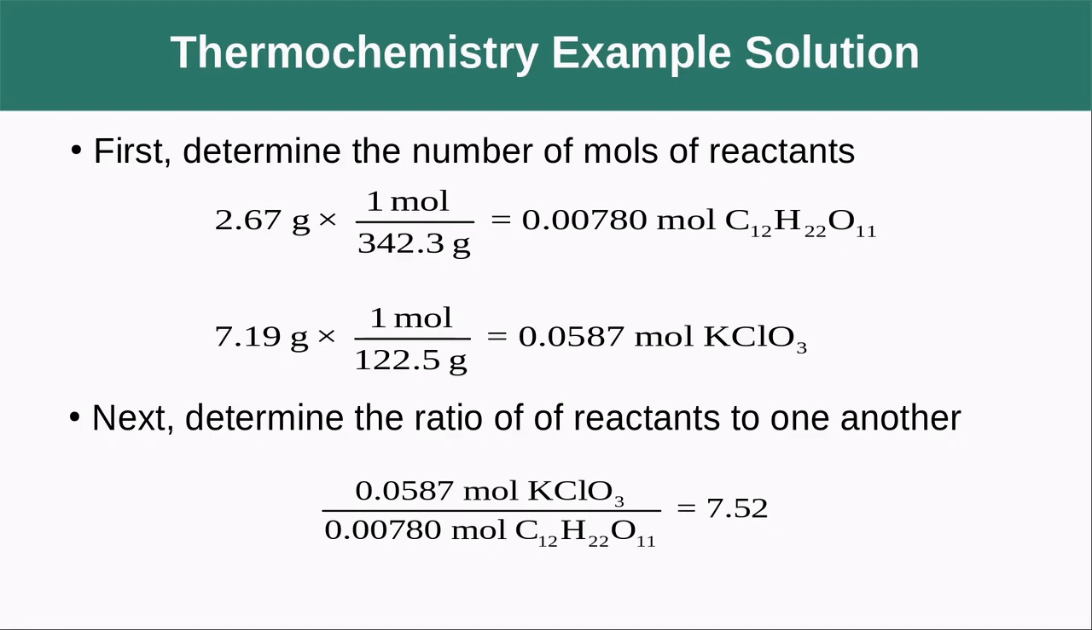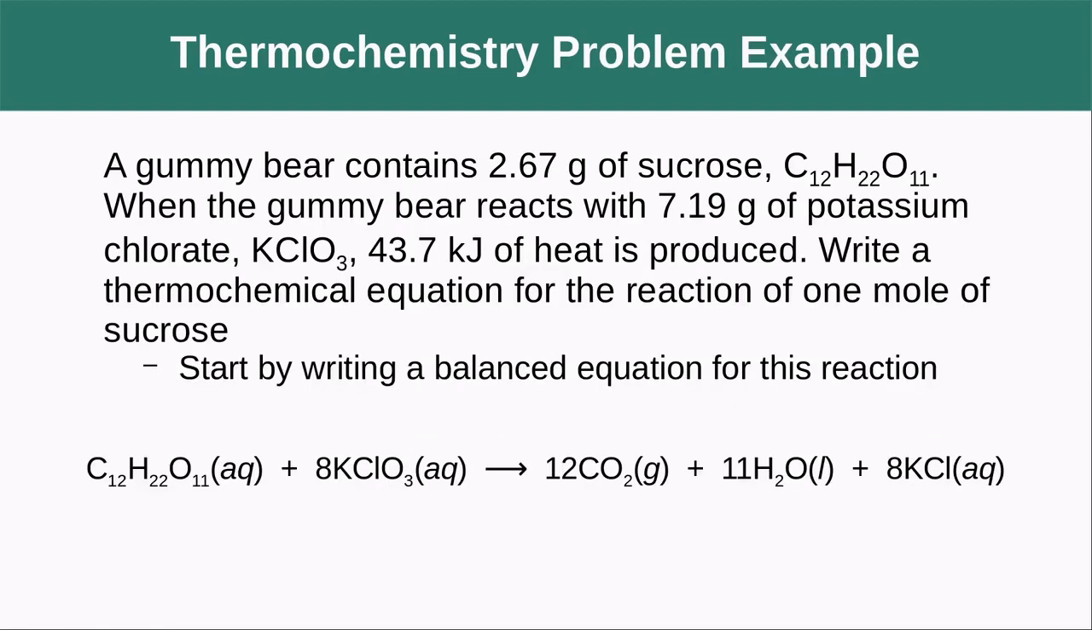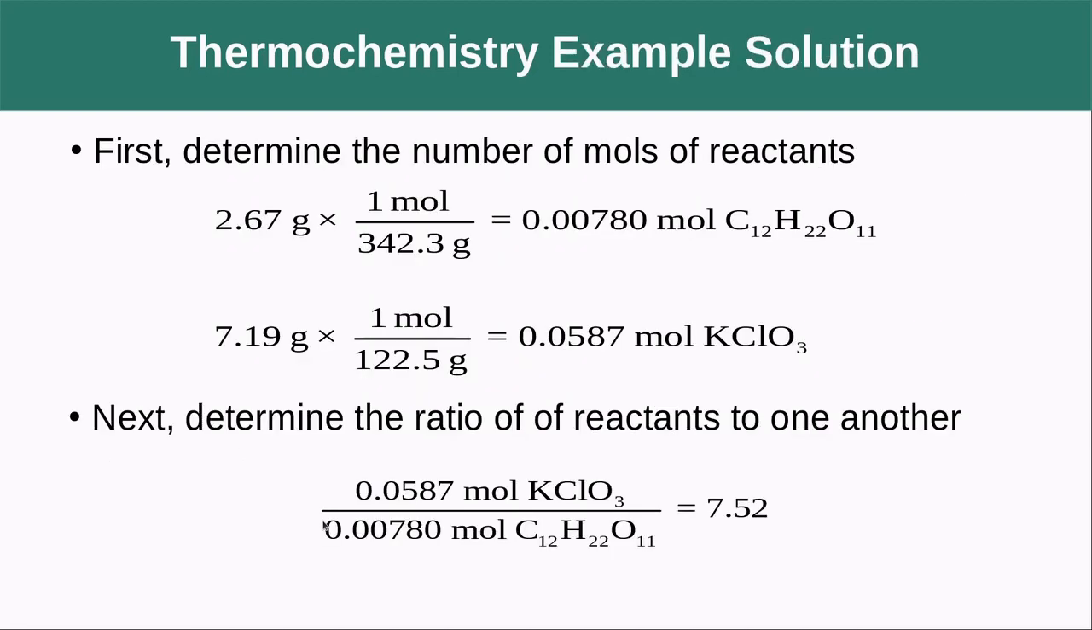We can see that we have 7.52 times the number of moles of potassium chlorate as we do sucrose, and that we actually needed 8 times the amount given our stoichiometry over here. So our limiting reactant in this case is going to be the potassium chlorate.